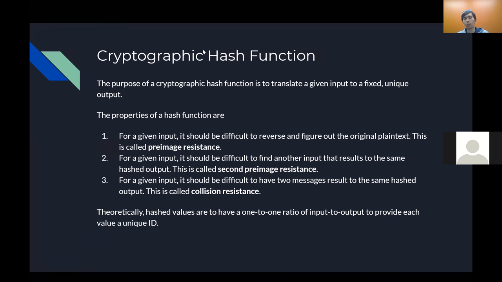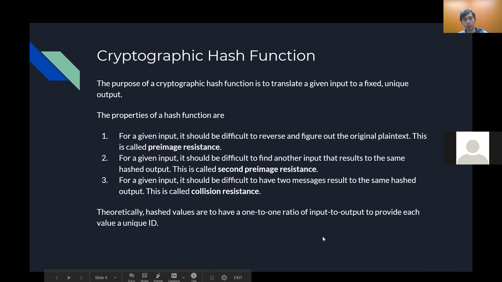The reason we do this is to prevent two inputs from resulting in the same output. This can be a little bit confusing, but given a hash output, you should not be able to find another string that results in the same hash output. The third property is that it should be difficult to find two messages that result in the same hash output. This is called collision resistance. So two and three touch on very similar topics. However, three focuses on two known inputs, whereas second pre-image resistance only focuses on one given input and potentially reverse engineering that hash output to find another input that results in the same hash. It will be explained more on the next slide.